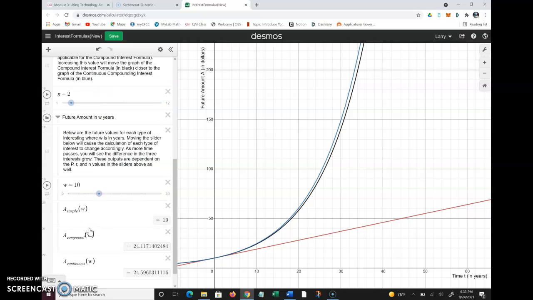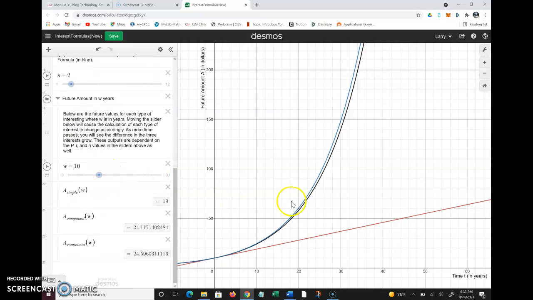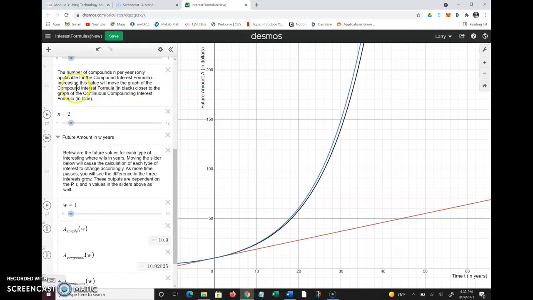Now I'm plugging in a number for that variable. So instead of changing my graphs, what I'm doing is looking at when W is 2 and time is 2. What does my simple interest return? What does my compound interest return? And what does my continuous interest return? The difference between them after 1 year is very, very small.